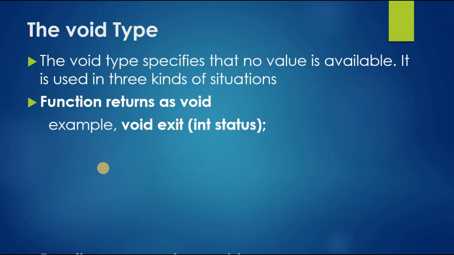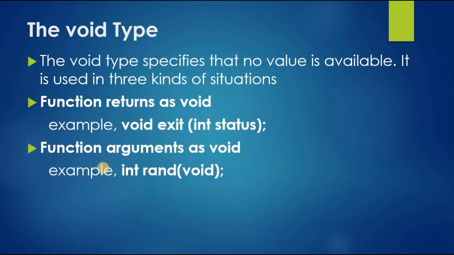The next one is function argument as void. An example is int rand(void). There are various functions in C which do not accept any parameter. A function with no parameter can accept void.